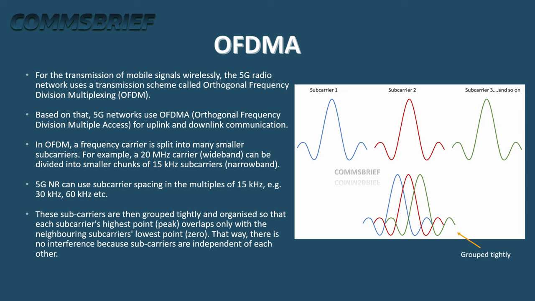5G NR can use subcarrier spacing in the multiples of 15 kHz, for example, 30 kHz, 60 kHz, and of course, 15 kHz itself. These subcarriers are then grouped tightly and organized so that each subcarrier's highest point, or peak, overlaps only with the neighboring subcarrier's lowest point, which is called zero. That way, there is no interference because subcarriers are independent of each other.